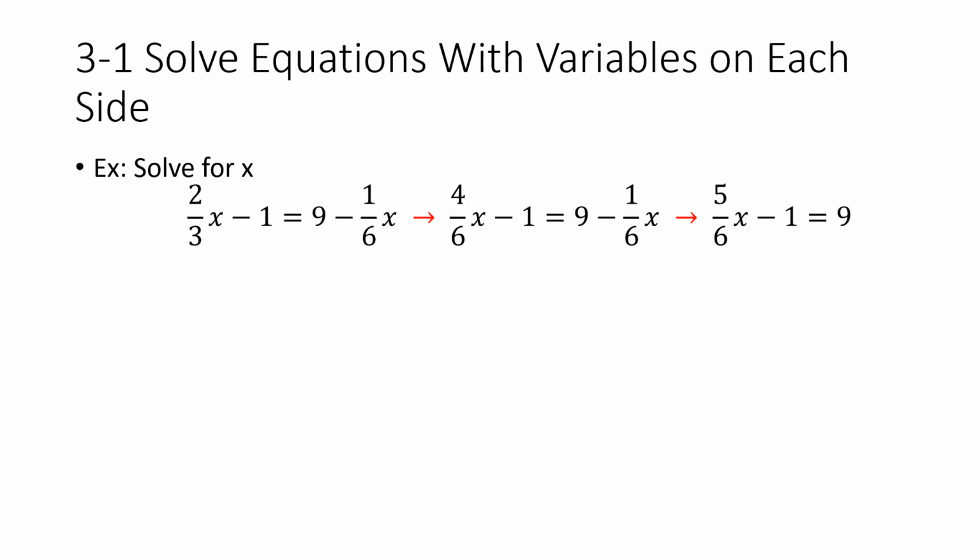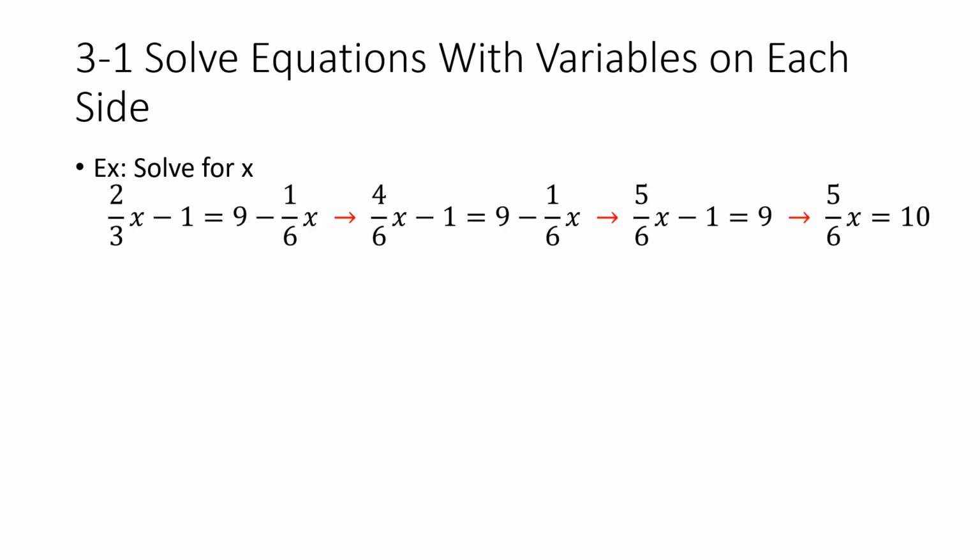So step 2 and step 3. The only difference now is here is where we moved our 1/6x, right? The inverse of subtracting 1/6x is adding 1/6x. So we did that to both sides. And you should have 5/6x minus 1 equals 9. So the difference between step 3 and step 4 is, once again, we just did inverse operations. We added 1, and these ones cancel. 9 plus 1 is 10, and you should be right here with step 4.